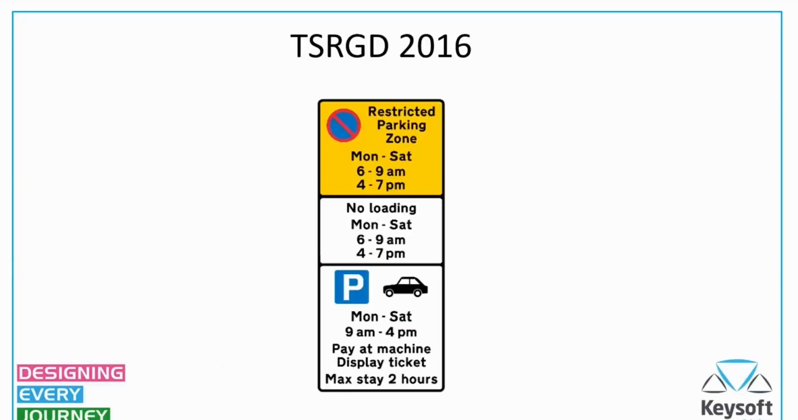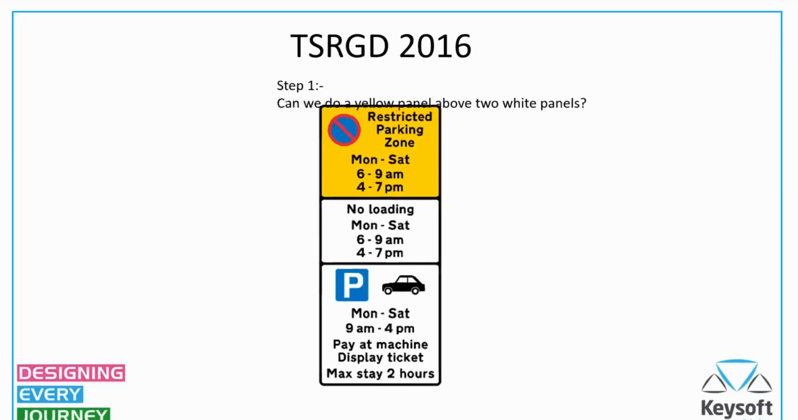So what I wanted to do was work through an example of how you apply those tables when you come to use the TSRGD. So there's a sign that I've got on the screen now. It's a restricted parking zone with no waiting Monday to Saturday down the top. There's a loading ban as well. Those are times that are listed on there. And there's also a pay and display with a maximum stay of 2 hours during the 9 AM to 4 PM periods of those. So can that sign be put together using the new TSRGD tables?